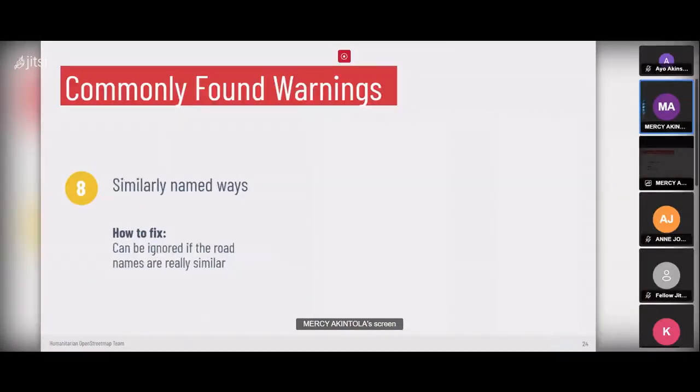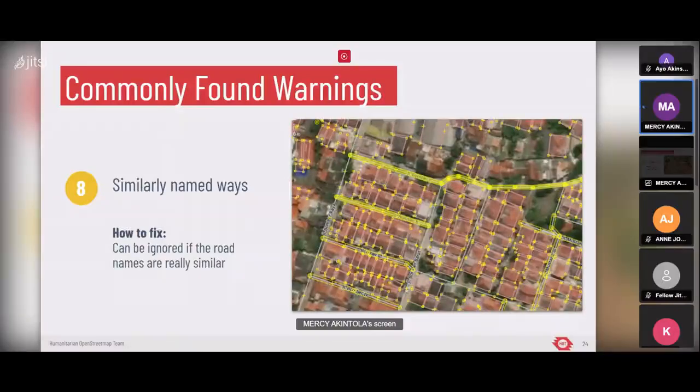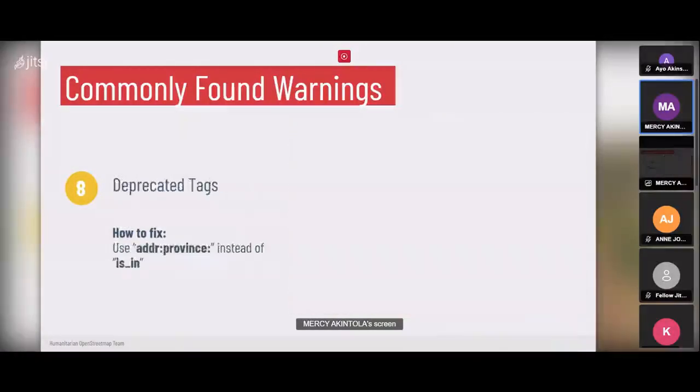So we have similar names ways. These are similar ways, but in remote mapping, this mostly does not really happen. I've not seen this error on my own end, but it happens: giving a particular street the same name all through is also an error. If you don't know, you can ignore it, or if the road name is really similar, you can just easily ignore it. Just like there's a street in VI where mostly all the names of that street are the same thing. So it will flag it as an error or a warning, and you can just easily ignore it.